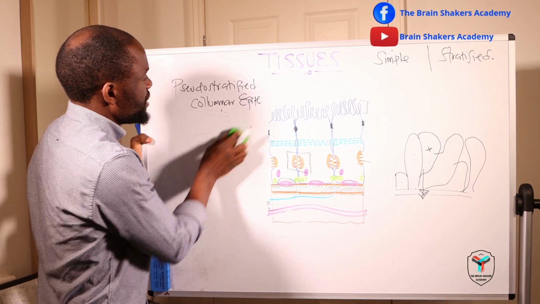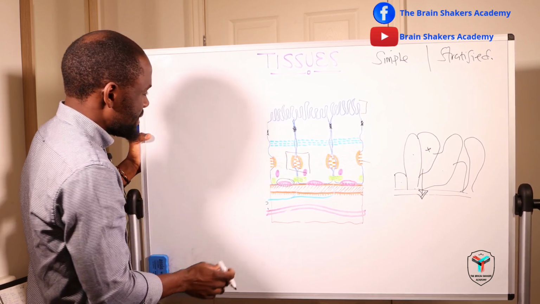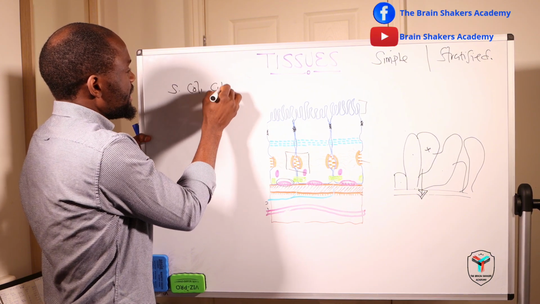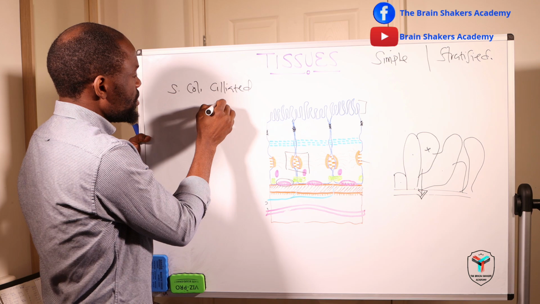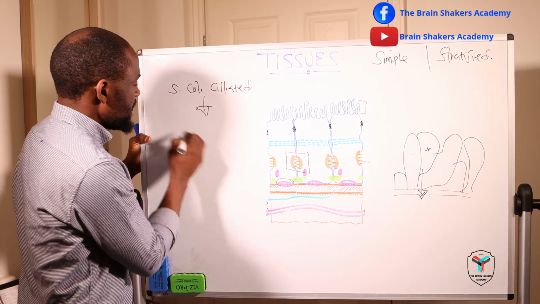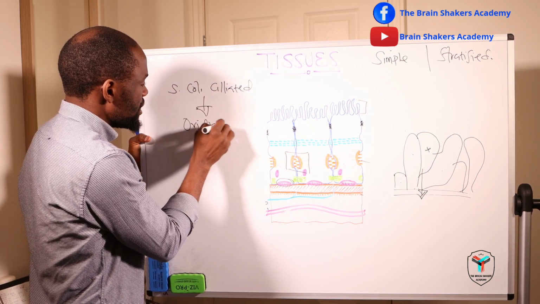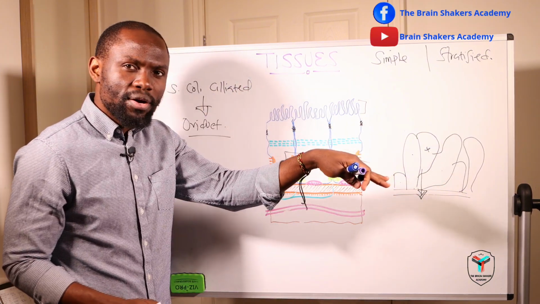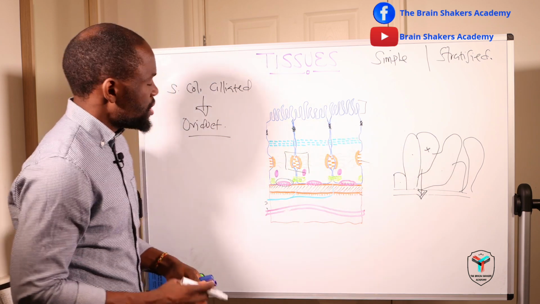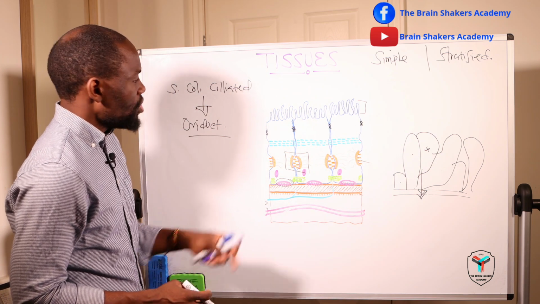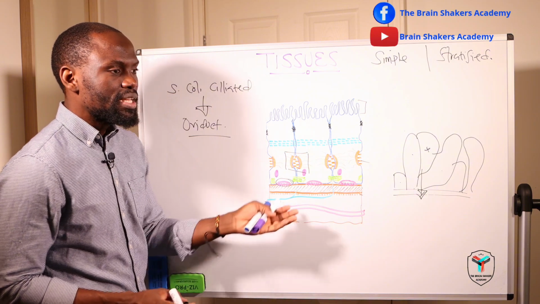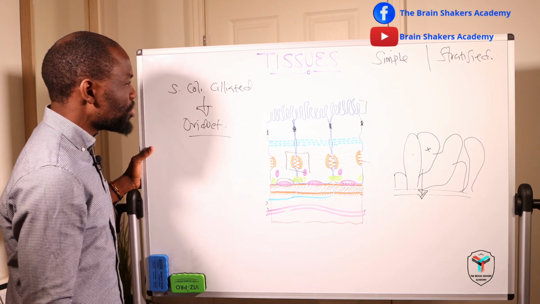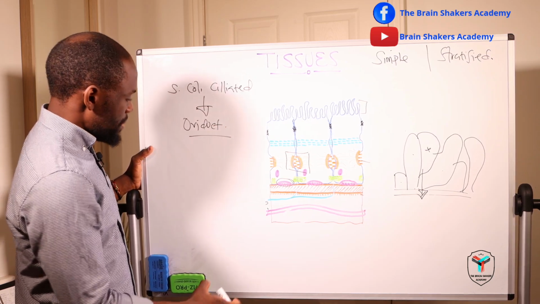You will also have a simple columnar ciliated epithelium. This one is going to be found mostly in the oviduct. You find this one in the female reproductive system. Because of that cilia, it has to actually propel the ovum closer to the place of fertilization, and then continue to propel it to the place of implantation. So that is your simple columnar ciliated epithelium.